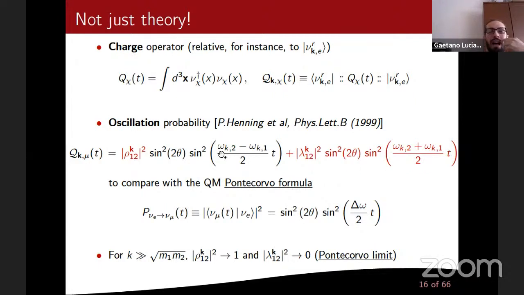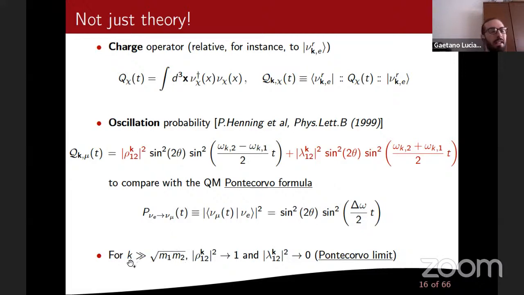Now, you may wonder how this formula reduces to the Pontecorvo formula, because we know that the Pontecorvo formula is recovered as far as we work in a specific regime, which is the regime of highly relativistic neutrinos, where this formula works well. So we need a limit where this equation reduces to the Pontecorvo formula. This is a necessary condition, not a sufficient one. Which is this limit? Again, it is the relativistic limit, as I was saying before.